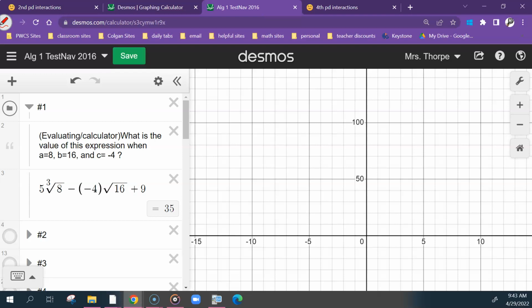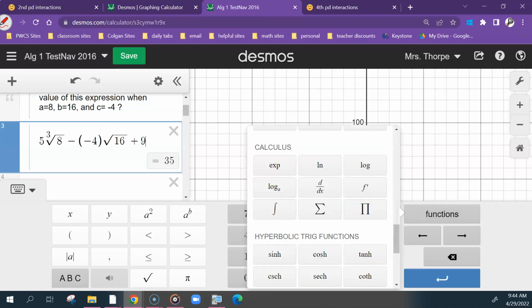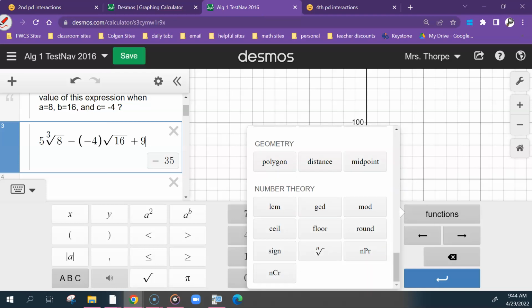To quickly put in cube roots and square roots, you can type in the letters SQRT or CBRT. That will give you the square root or cube root. There is a square root button, and if you go into functions and scroll all the way down, there is a cube root button also.